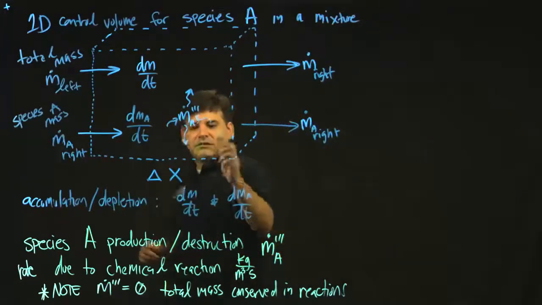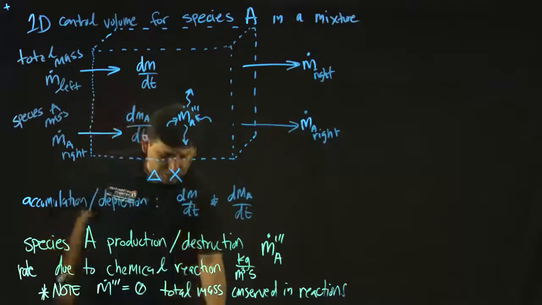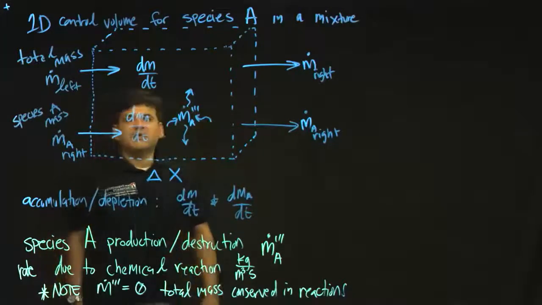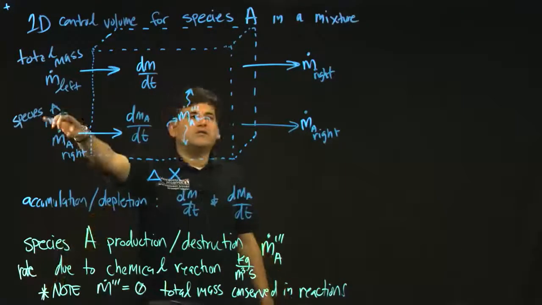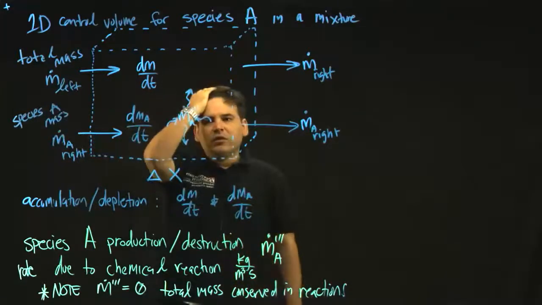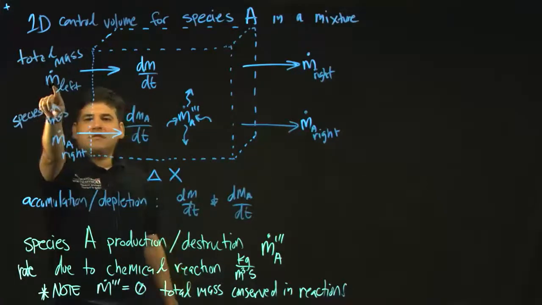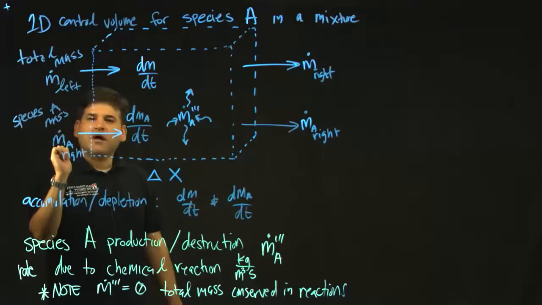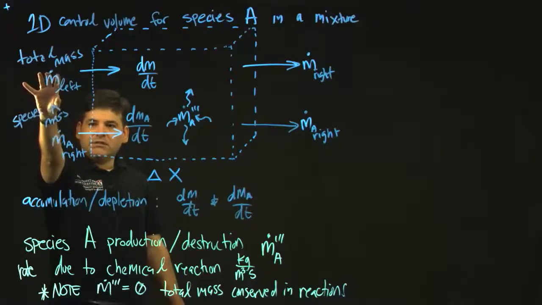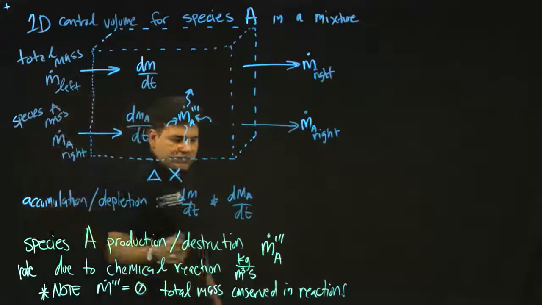Okay, so these two terms are accumulation, depletion. This is a chemical source term, or sink term. Okay, so how can we quantify this mass? There's different ways to do it. In the Turns book, they quantified the mass by a mass flux times an area. Another way to do it is to quantify the concentration or the mass fraction times the velocity. So let's do that here.